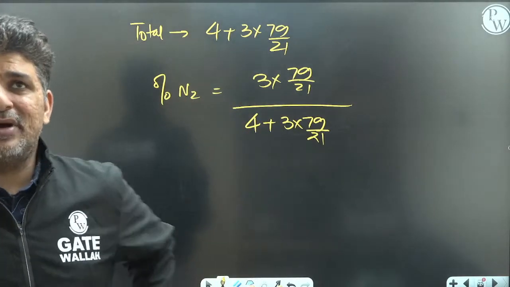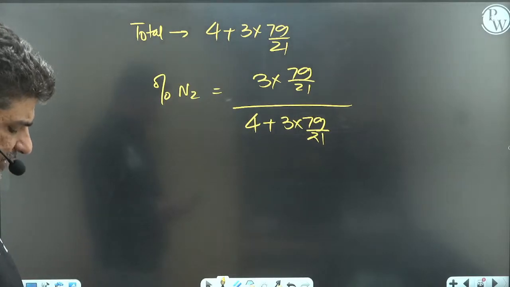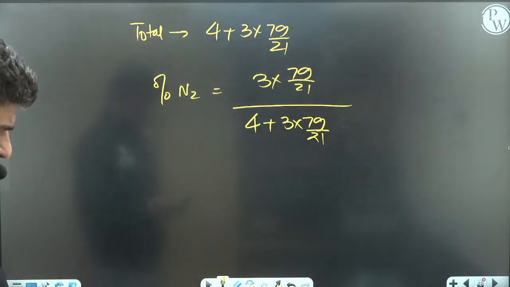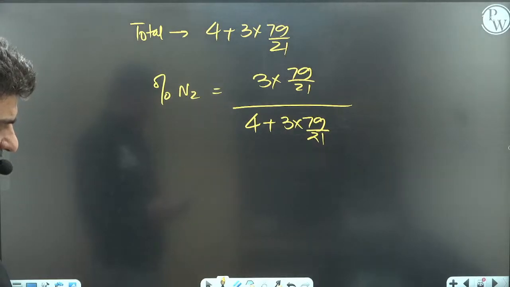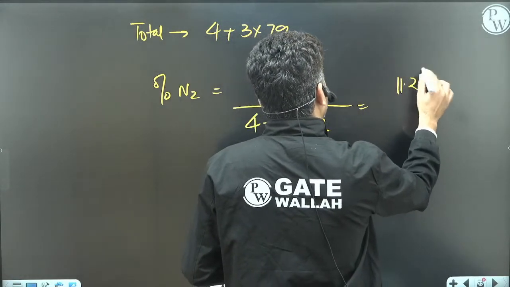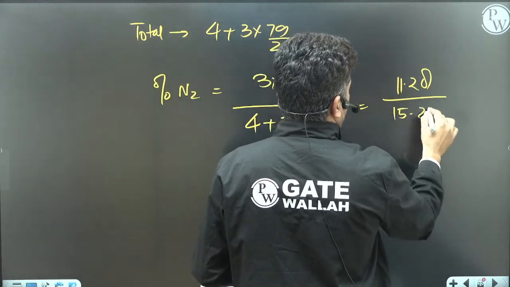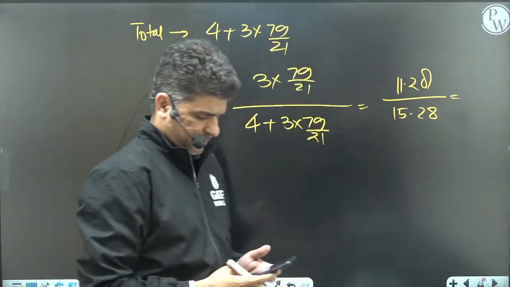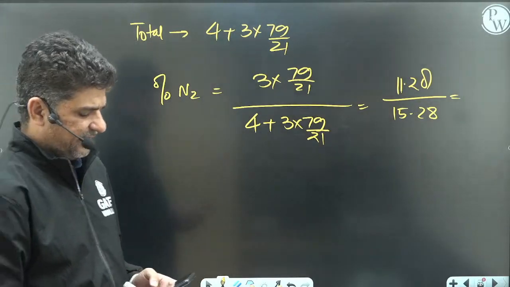How much is the value you are getting? So 3 into 79 by 21 is 11.28. So 11.28 divided by 4 plus 11.28, that is 15.28. Okay. So the answer will be 73%.